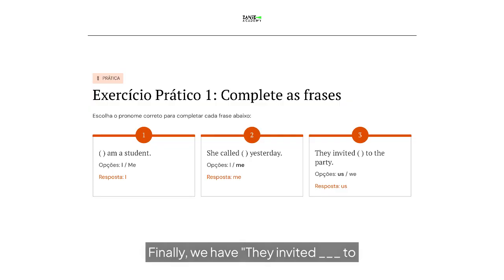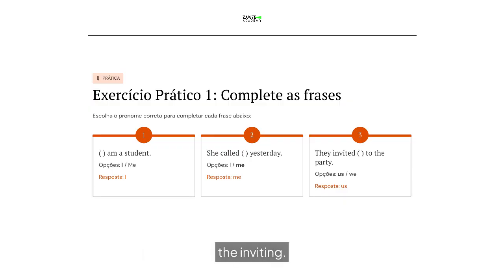Finally, we have, "They invited blank to the party." This time, you can choose between us or we. Think about whether this sentence is referring to a group that includes you or whether it's about you doing the inviting. The right answer here is us, as it shows that you were invited alongside others.